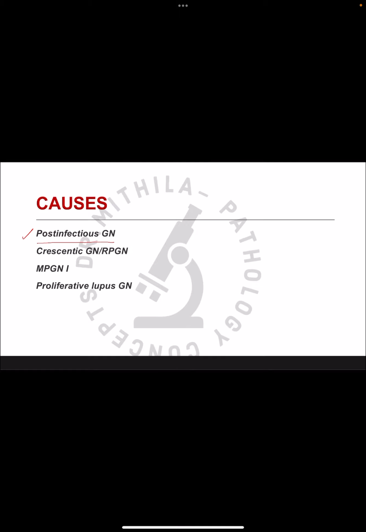Then other important causes are rapidly progressive glomerulonephritis. This I will take later in a separate lecture. Then membranoproliferative glomerulonephritis and proliferative lupus glomerulonephritis, which is again the manifestation of systemic lupus erythematosus in the kidney. So all these glomerular diseases will cause the glomerular injury, and it will manifest as the nephritic syndrome. So I'll be taking the post-infectious glomerulonephritis in detail, and especially laying stress on the post-streptococcal glomerulonephritis.